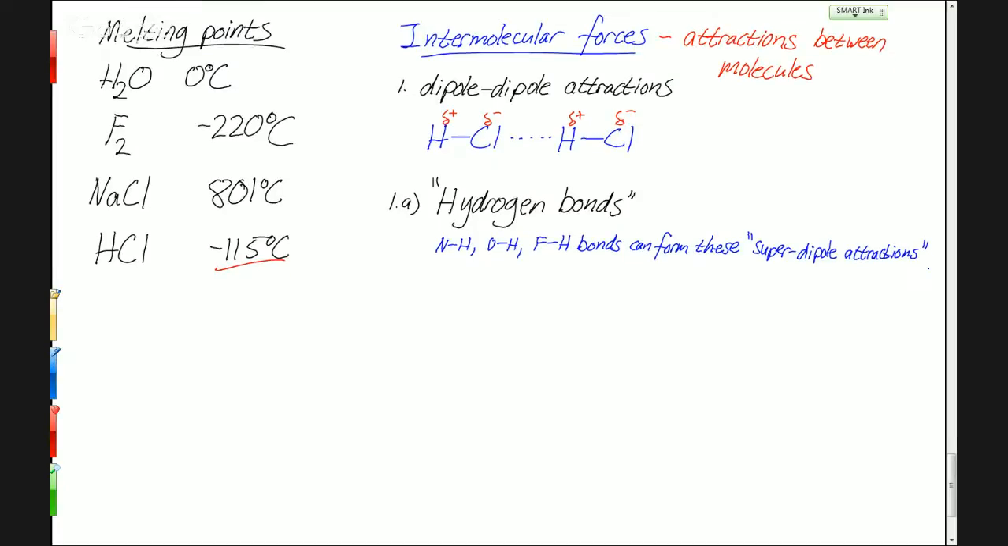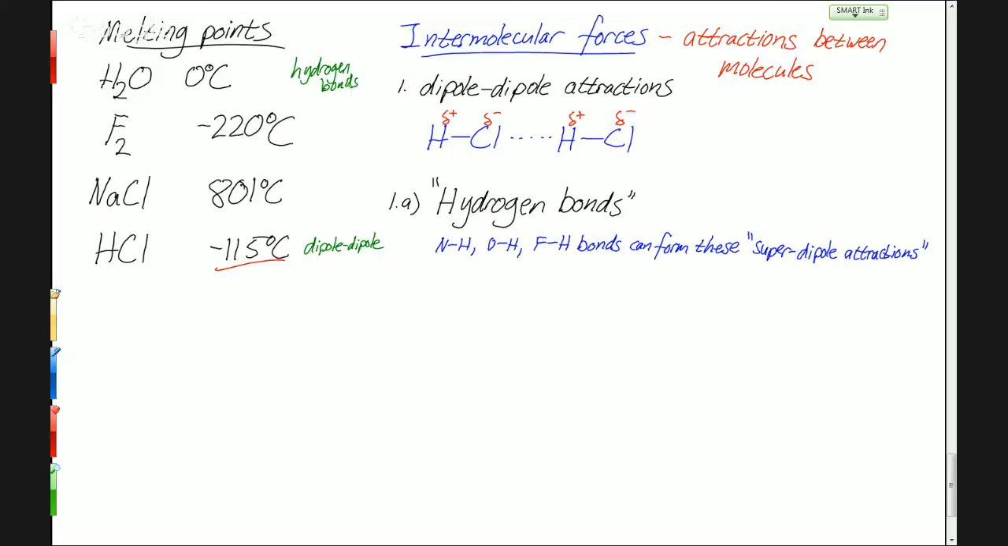So far we've talked about the forces in HCl, which we called dipole-dipole forces. And in water, we called those hydrogen bonds, which are a type of dipole-dipole force.